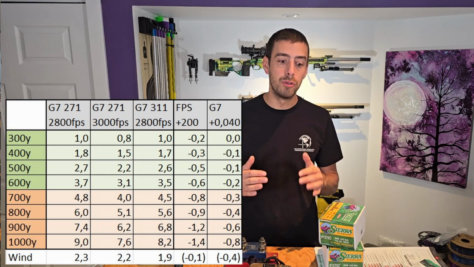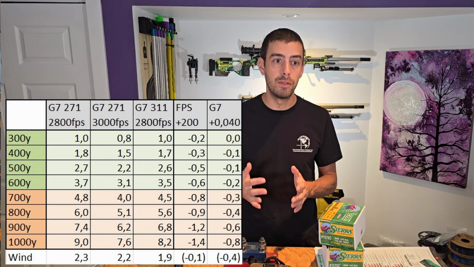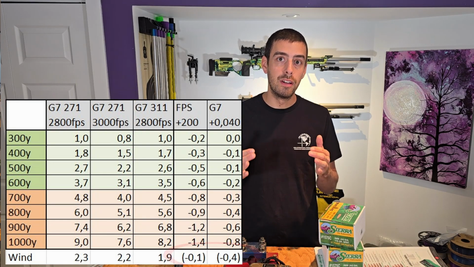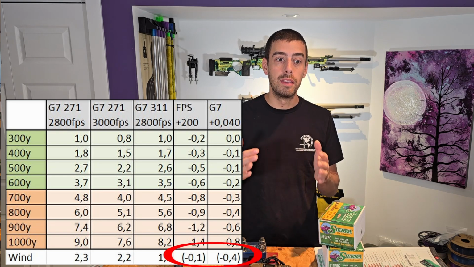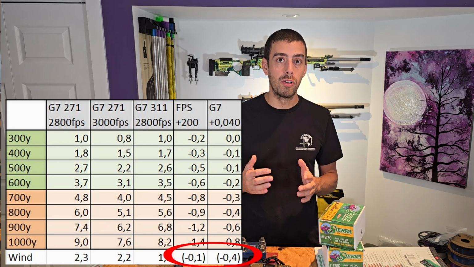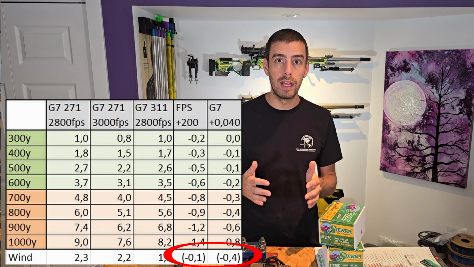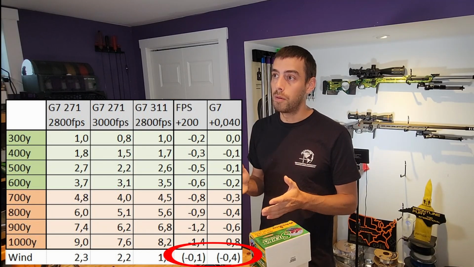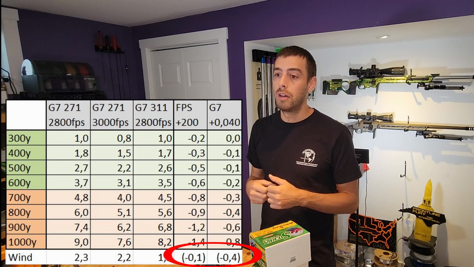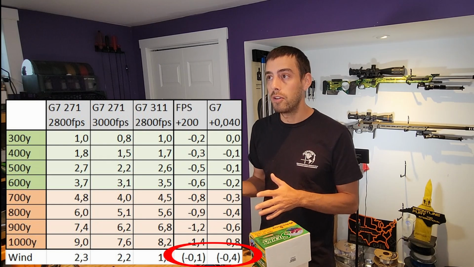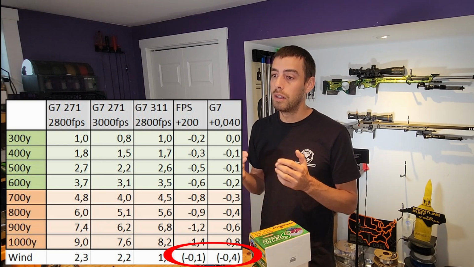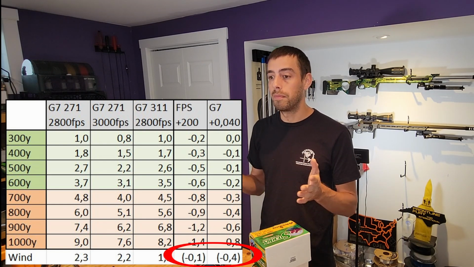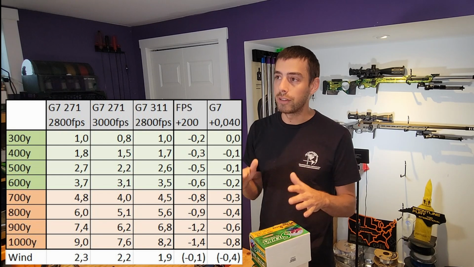On a side note, for those who like to chase the speed of the cartridge, I added at the bottom line the wind effect at 1000 yards, 10 miles per hour full value. So even if the drop doesn't look as good, if you use a higher BC, you will fight the wind way better. So that's the end of the side note. Now back to the topic.